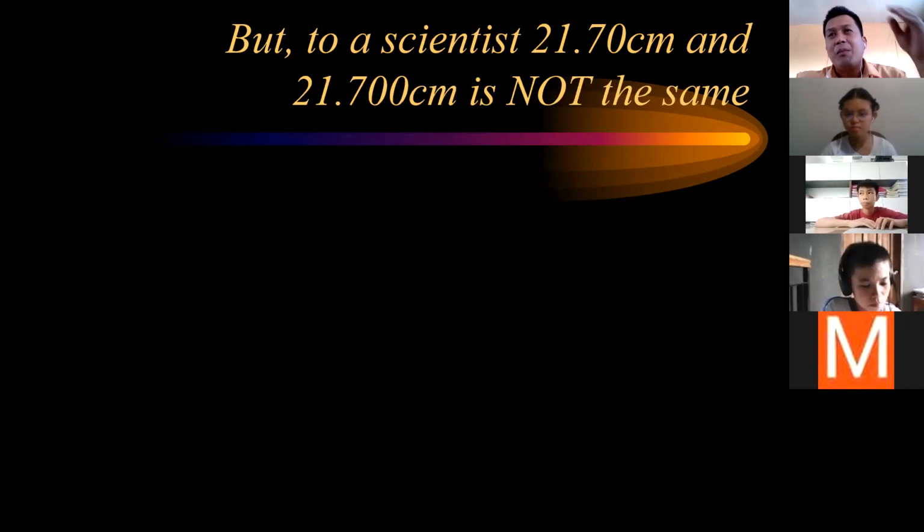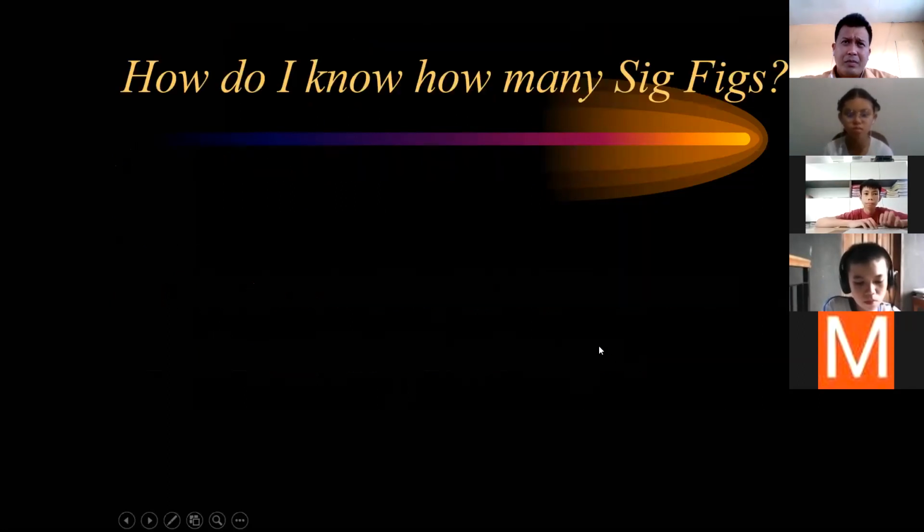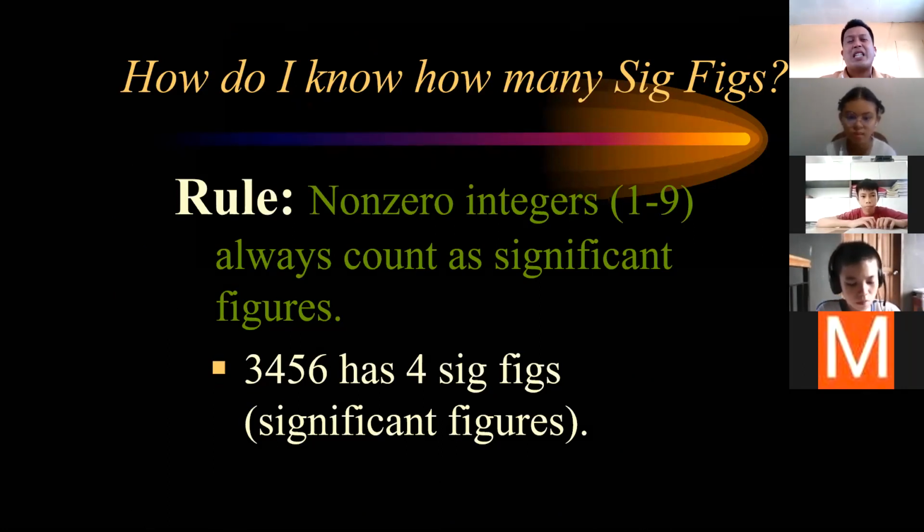Okay? In your module, the significant figures, I think, is somewhere in the last part now. So what are the rules in significant figures, class? Rule number 1, non-zero integers, that is from 1 to 9, are always counted as significant figures. Again, non-zero integers, that is numbers 1 to 9, are always counted as significant figures. In the example here, 3,456 has 4 significant figures.